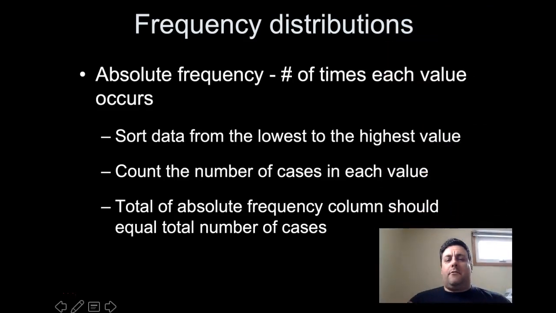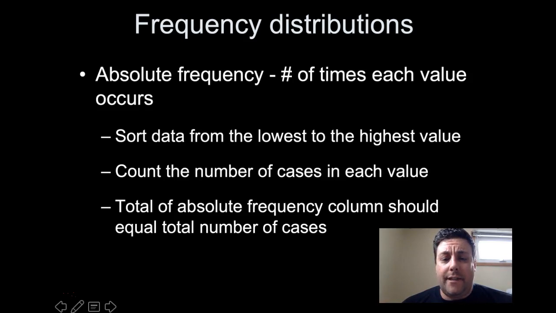So the absolute frequency is the number of times each value occurs. Typically we sort the data from highest to lowest. We count the number of cases in each value. You can do this by hand. You can also ask Excel to do it or SPSS to do it for you. And then note the way to check yourself here is that the total of the absolute frequency column should equal the total number of cases. And that's assuming there's no missing data.